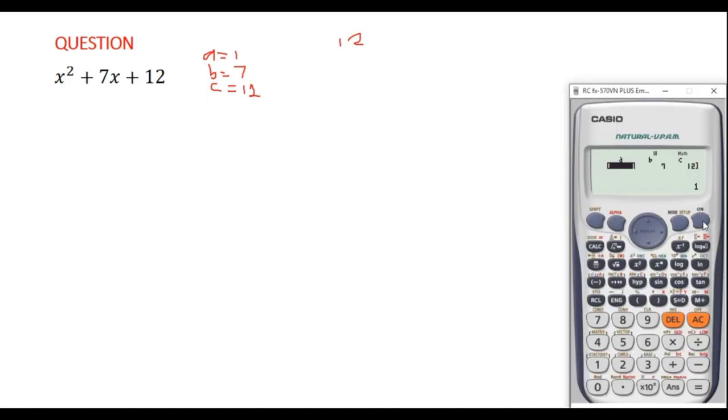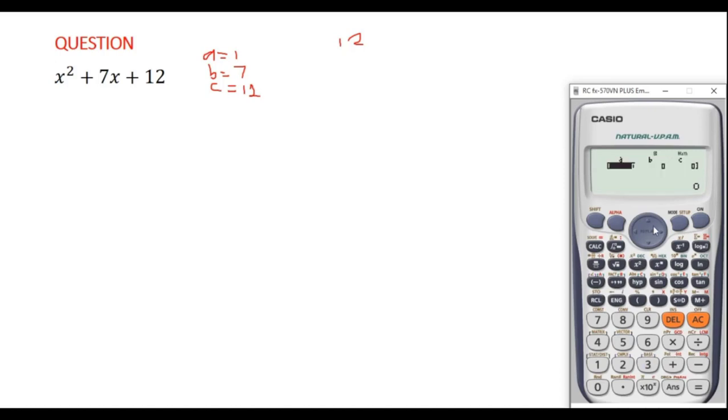Now this is how to do it. After you switch on the calculator, press mode, then pick equation. Equation is the fifth option, so you pick equation. Then you pick quadratic equation, that is the third option. The third option will give you quadratic equation.